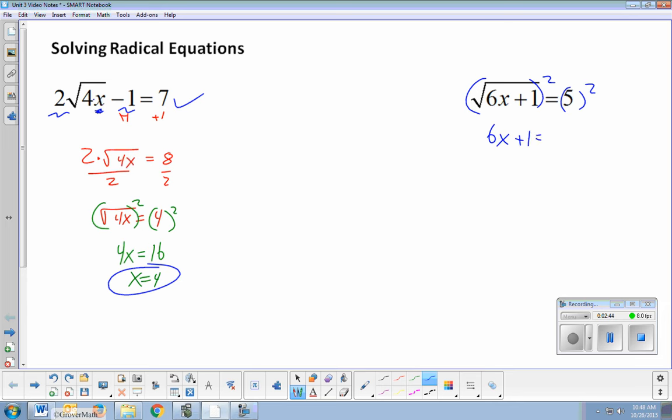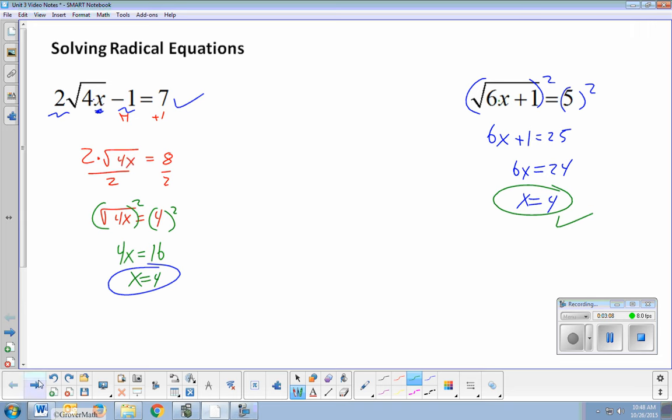6x plus 1 equals 25. 6x equals 24. So I squared both sides, and what I got over here was just the term left inside. I square the 5, 25. Then I minus 1, and now I'm going to divide and get x equals 4 again. Let me check it this time. 6 times 4 is 24, plus 1 is 25. Square root of 25 is 5. Checks out. Let's keep going.